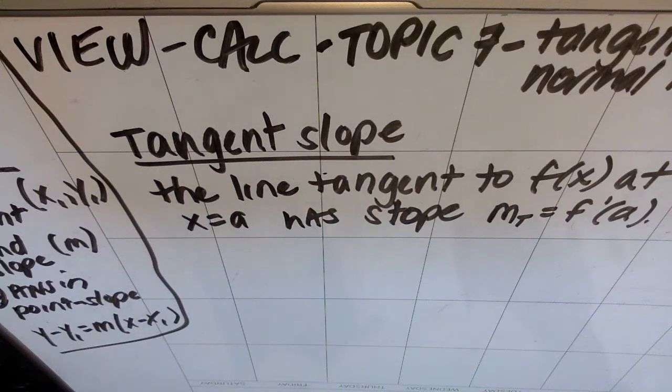This is View Calculus class. We're doing topic 7, which is the equations of tangent and normal lines. So let's start with a quick crash course in some algebra / pre-calc.